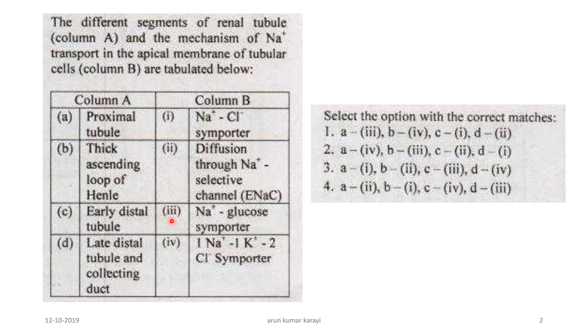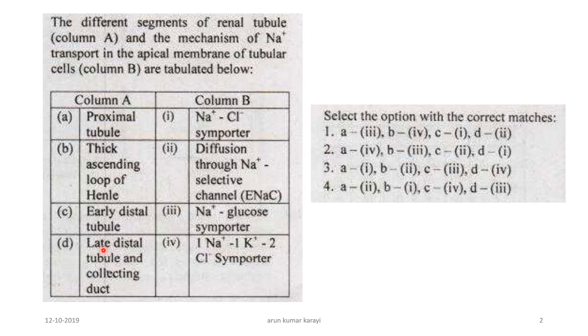A will be 3. Now regarding the thick ascending loop of Henle, you had seen that in the ascending loop of Henle there was the reabsorption of one sodium ion, one potassium ion, and two chloride ions. So B will be 4. And now C, early distal tubule. In the distal tubule, you had seen the reabsorption of sodium as well as chloride ions. So C will be 1.